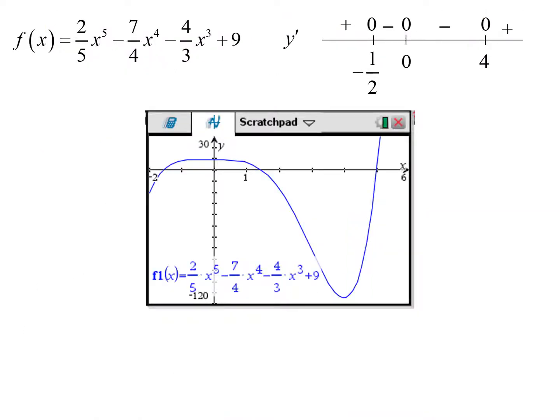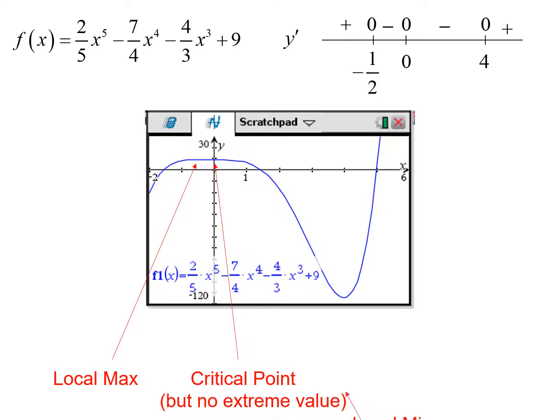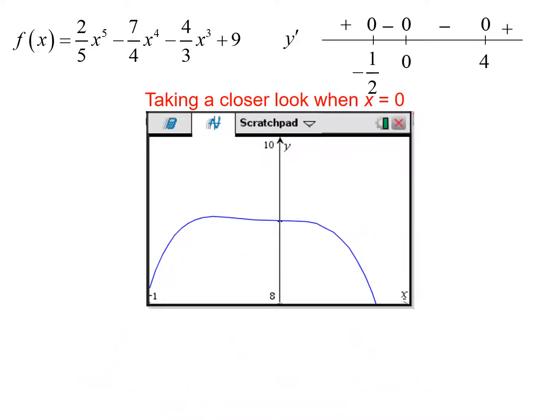And here's what that graph actually looks like. And you can see those extreme values. So you can see if we kind of zoom in there when x equals 0, that's where we had a critical point. The slope levels off for one moment, but then it continues down, so there's no extreme value.